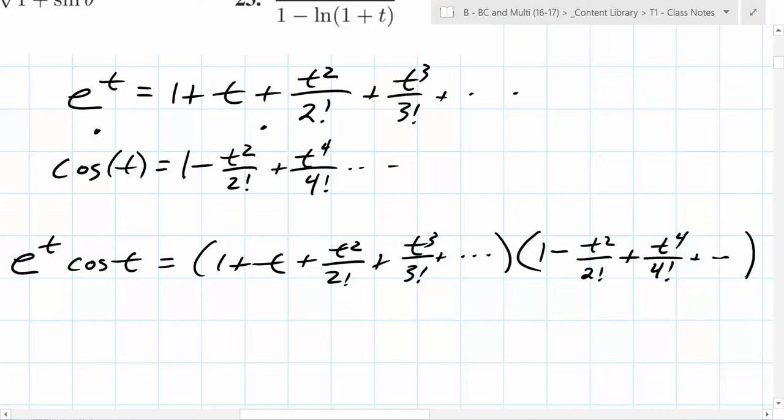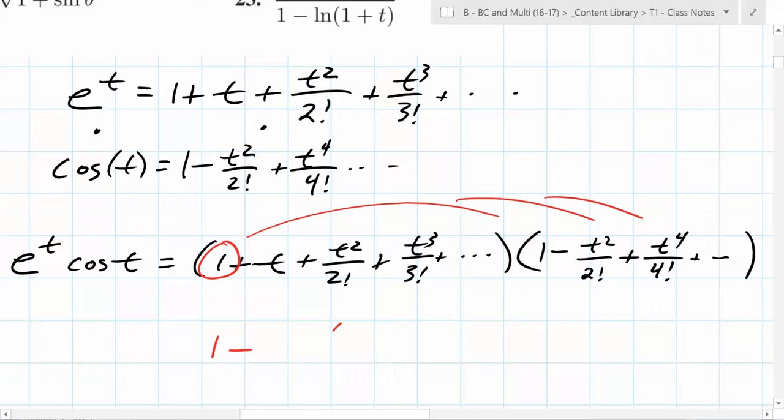On the AP exam, they might do one more algebraic step and ask, what are the first 4 terms? You can't leave it like that. You're going to have to FOIL this out. There are an infinite number of terms in each of the parentheses, so you can't multiply all of them out. So let's take 1 and multiply it times the first 3. Is that okay? If we do that, what do we end up with?